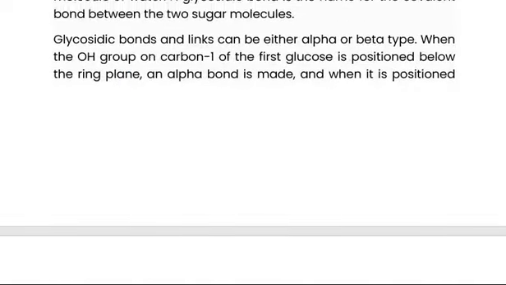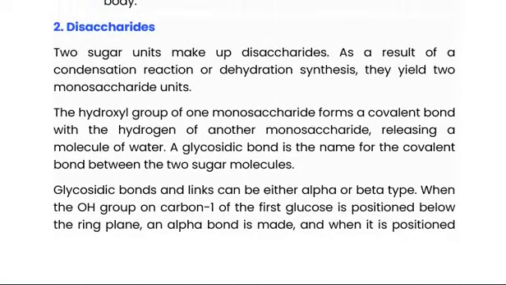Now we have looked at the monosaccharides, we have to move on to the disaccharides. 2 sugar units make up disaccharides. 2 sugar, that means 2 monosaccharides, make up disaccharides as a result of a condensation reaction or dehydration synthesis. They yield 2 monosaccharide units. The hydroxy group of 1 monosaccharide forms a covalent bond with the hydrogen of another monosaccharide, releasing a molecule of water.